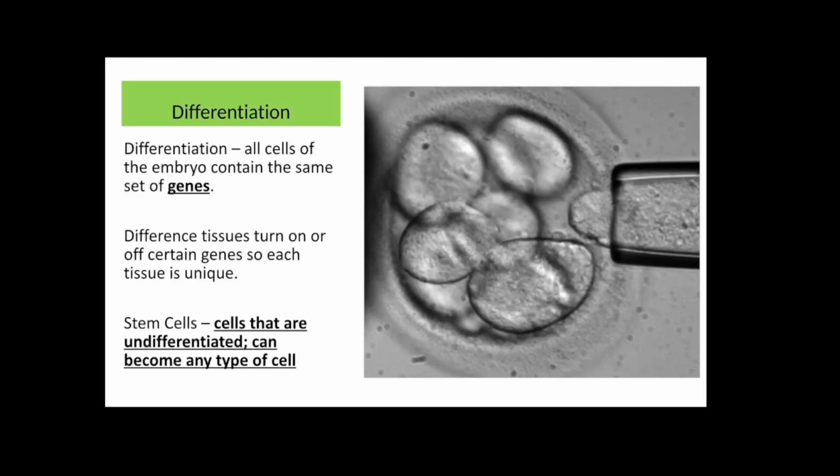As these cells develop, they're going to differentiate. Certain genes are going to be turned on, certain genes are going to be turned off as they become the types of tissues that they need to be to construct the organism in question. And before they differentiate, we call these cells stem cells, so they can become any type of cell. And I believe that is it for today's lecture.